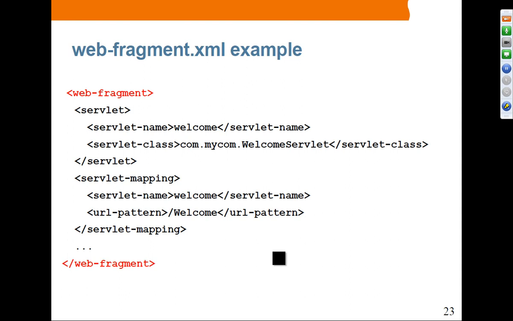And instead of documenting all the configuration that needs to be done in the web.xml file for the developer that uses my jar file, I can create the web-fragment.xml file, and in that file I can specify all the configuration I need. Okay, so this is the same servlet configuration that I might have to have in the web.xml file, but inside the web-fragment.xml file. Okay.